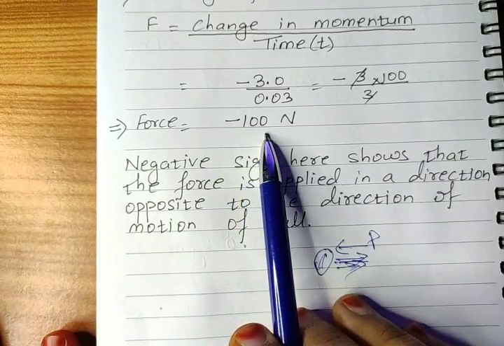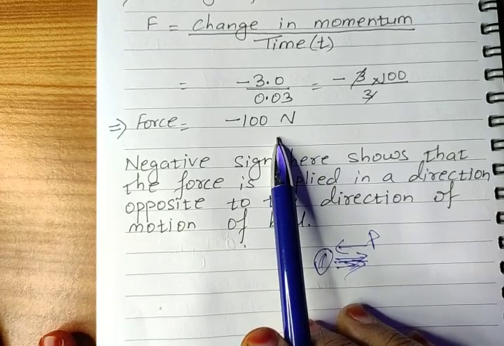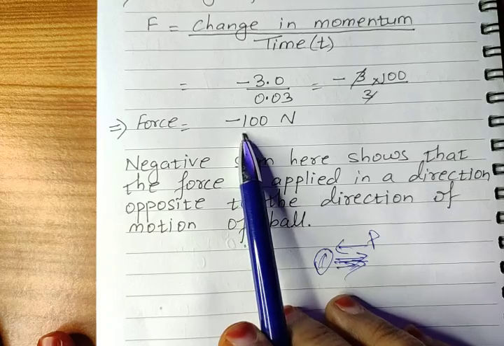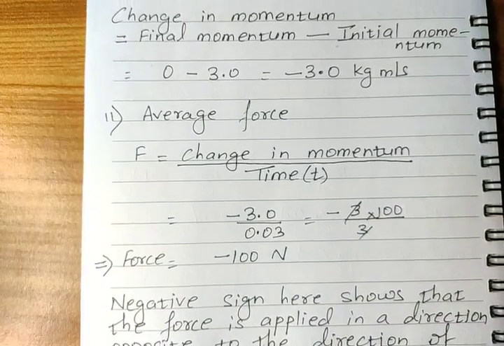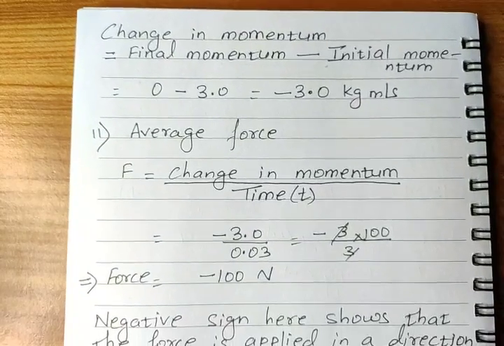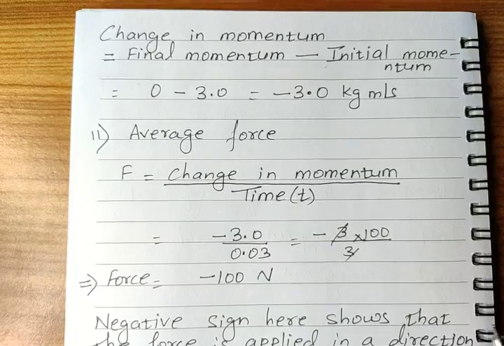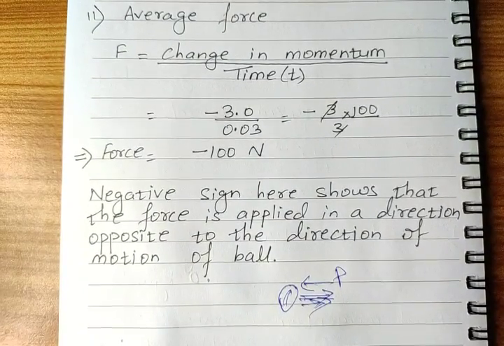So how much force applied? 100 Newton force applied. In which direction? Opposite to the direction of motion of the ball. Clear children? Understood now? I hope you understood well. So please note down this second one, average force. Once again you have to pause the video and write it down. After writing only, continue the video.